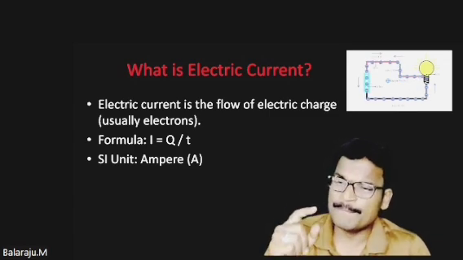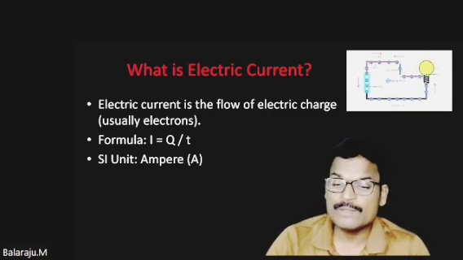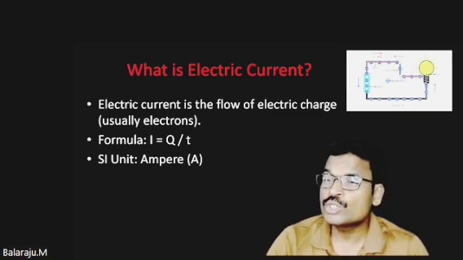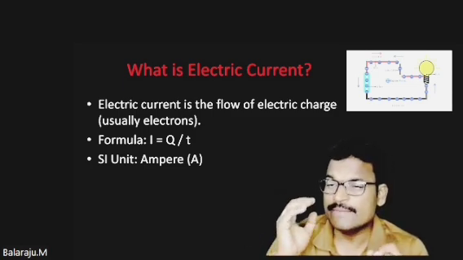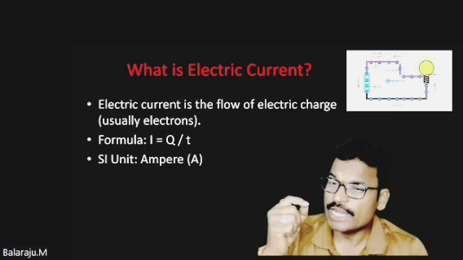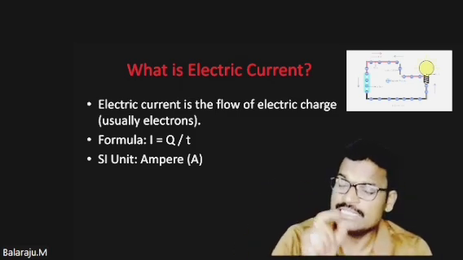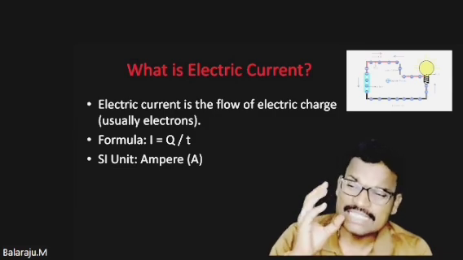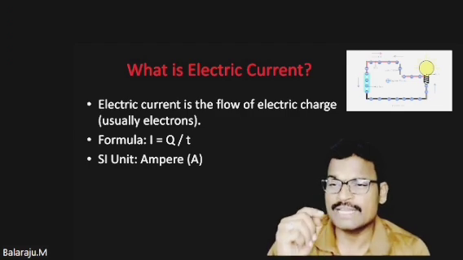This current we can represent by the letter I. So I is equal to, what is the formula? You can see I is equal to Q by T. We can write Q means the charge, T means time. Rate of flow of charge is called current. I is equal to Q by T. This current we can measure in ampere, or simply we can write A.